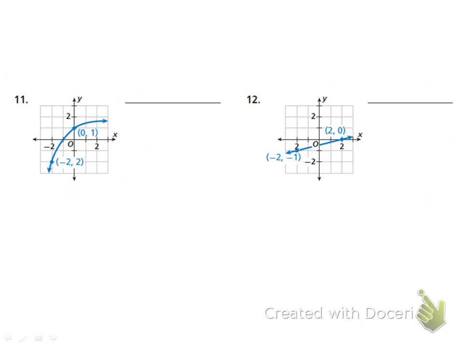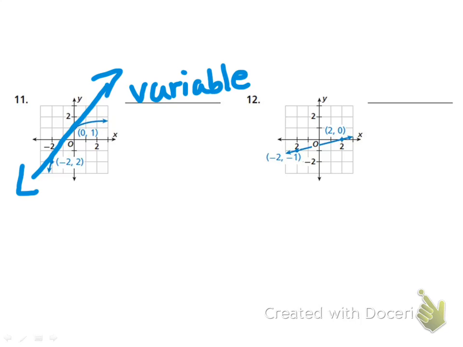Next, number 11. I want you to tell whether the graph shows a constant or variable rate of change. Remember, if it's constant, then it has a ratio. If it's variable, then it doesn't. So we're looking at the first one, and I'm noticing that it's not increasing like this, so that I know it is variable. If it were increasing at a constant rate and was a straight line, it would have a constant, but it doesn't. So this is variable.